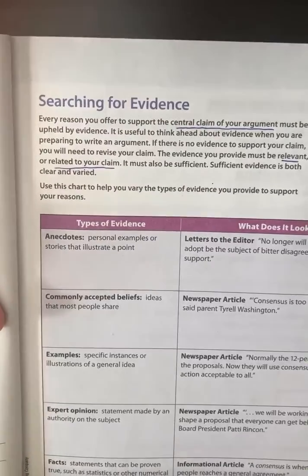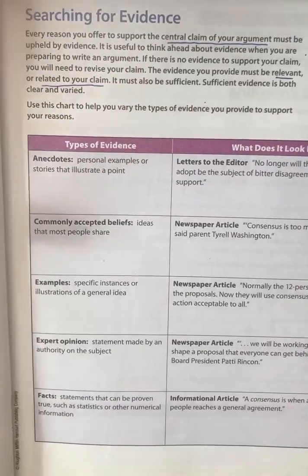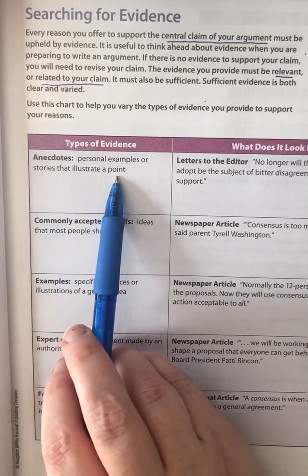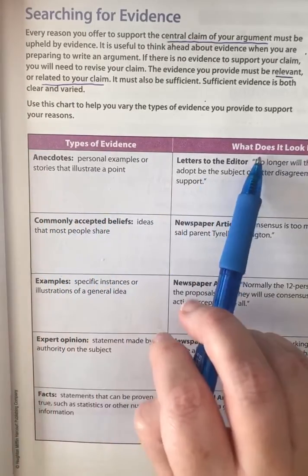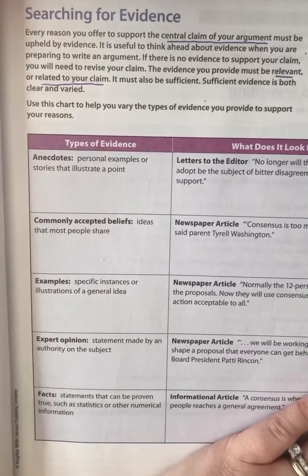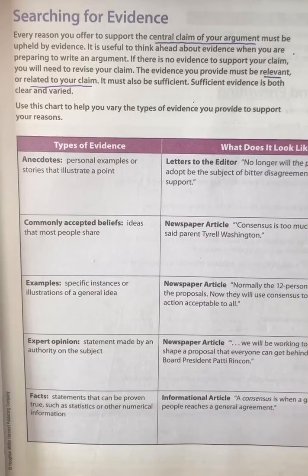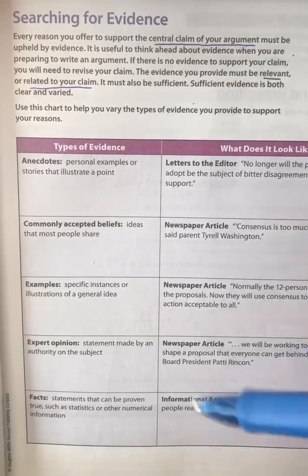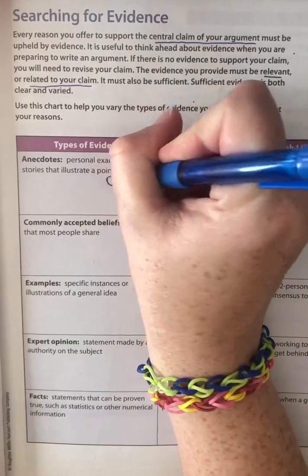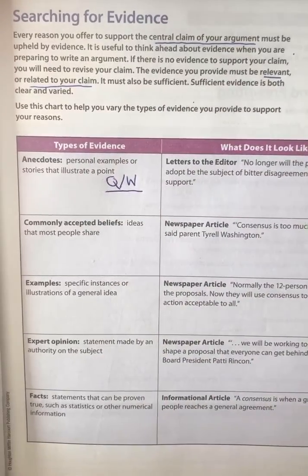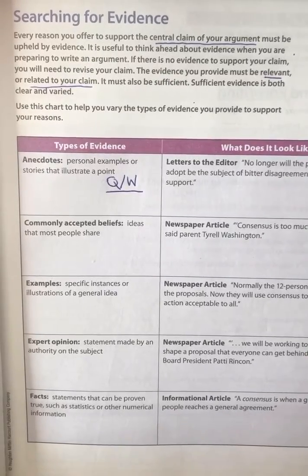All right, so types of evidence you could use. Anecdotes, personal examples or stories that illustrate a point. What does that look like? Letters to the editor. So for example, no longer will the policies they adopt be the subject of bitter disagreements and lackluster support. So anecdotes are usually going to be found in quoted words. And anecdotes are when people talk about their personal feelings or stories to help support this.